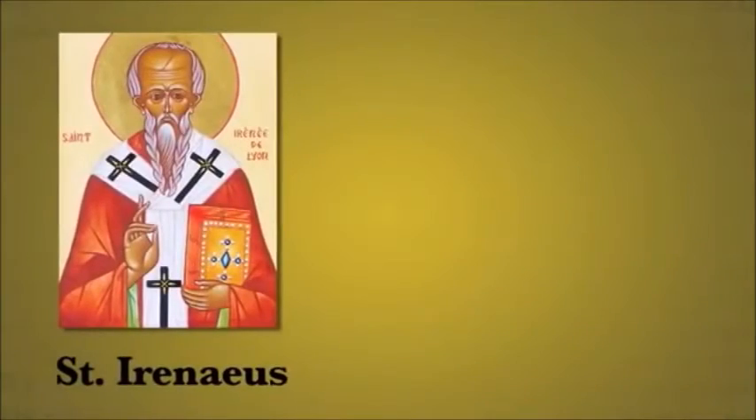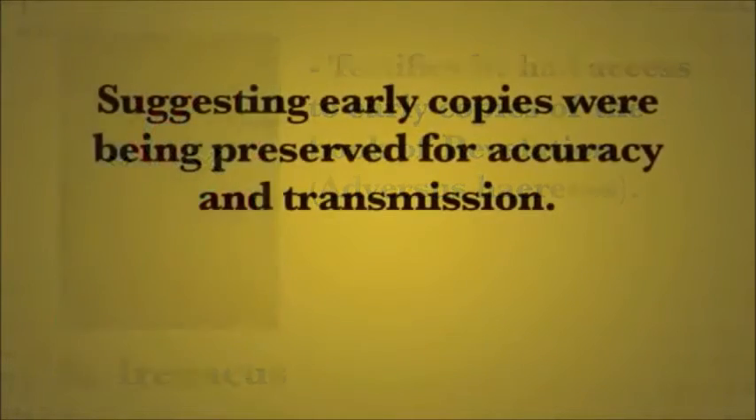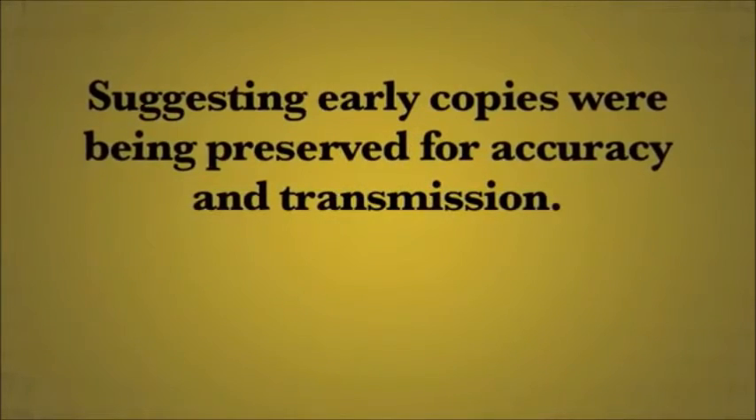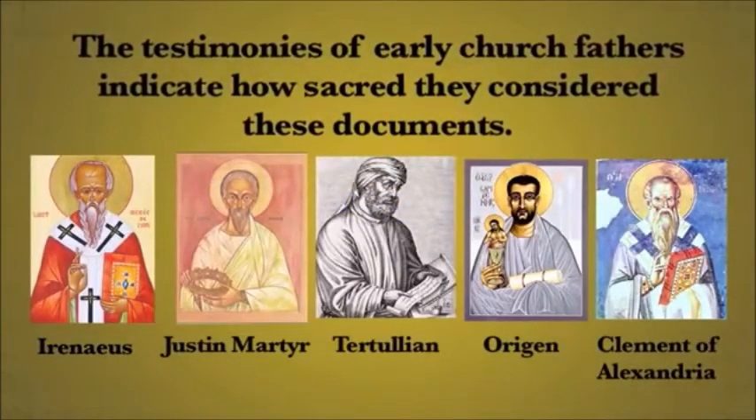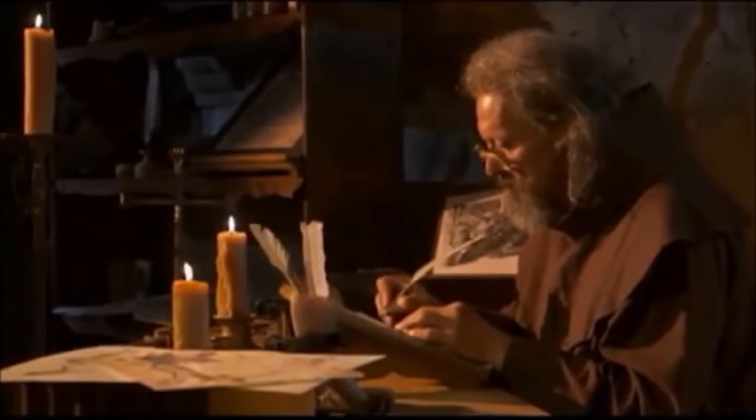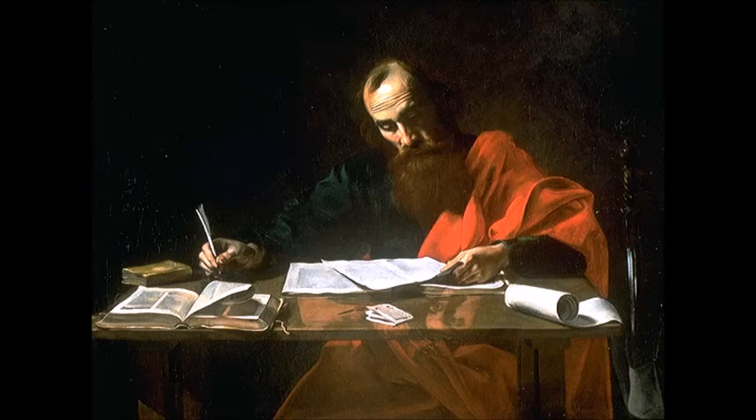St. Irenaeus even testifies he had access to some of the earliest copies of the Book of Revelations, suggesting early copies were being preserved for accuracy and transmission. And the testimony of early church fathers indicates how sacred they considered these documents, so they were not carelessly being copied, but being held in high regard to preserve the faith passed down from the apostles. Another thing to keep in mind, also like the Jewish scribes, Christians didn't burn or get rid of their copies. They didn't have the authority to be like scribes with their writings. This doesn't eliminate the fact that we have a ton of manuscripts for the New Testament, though.